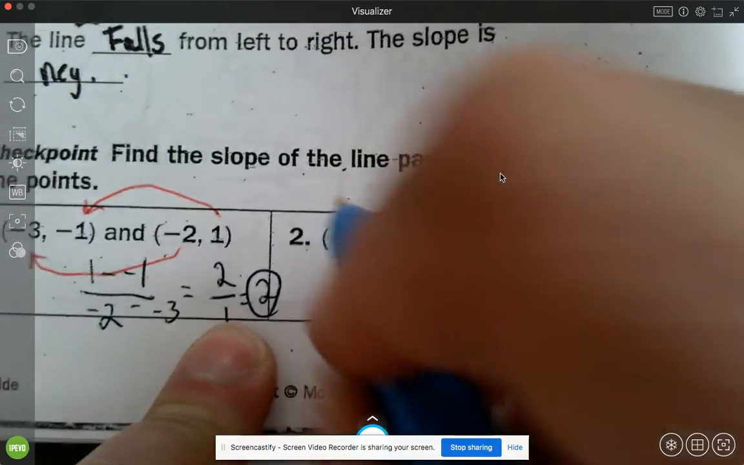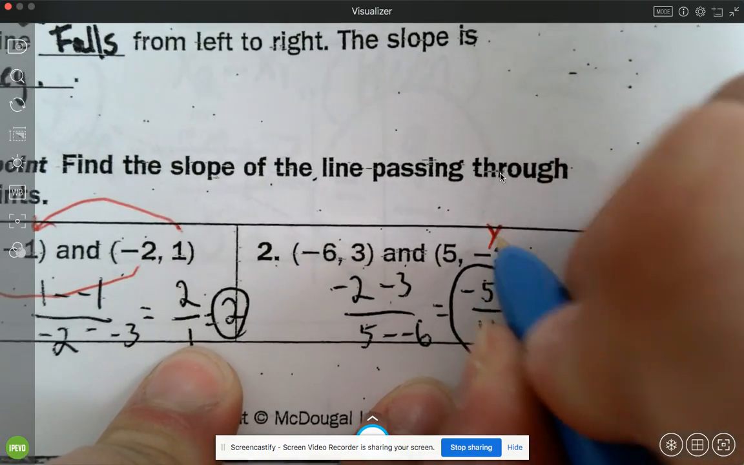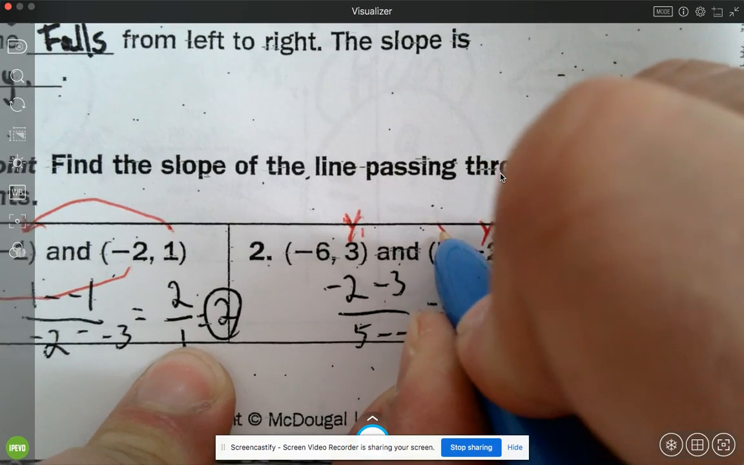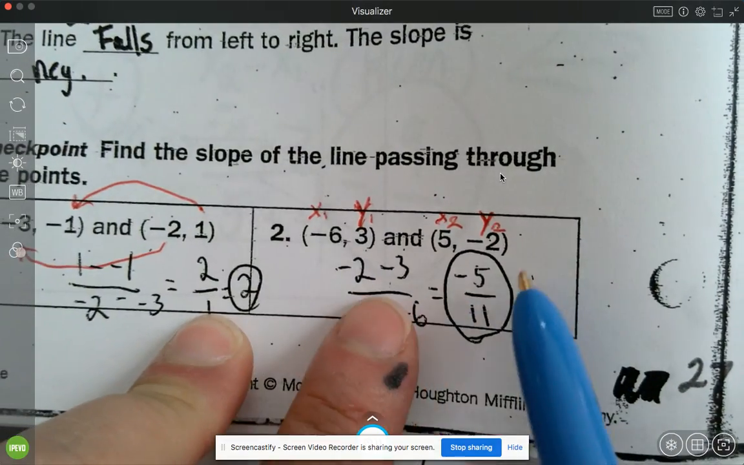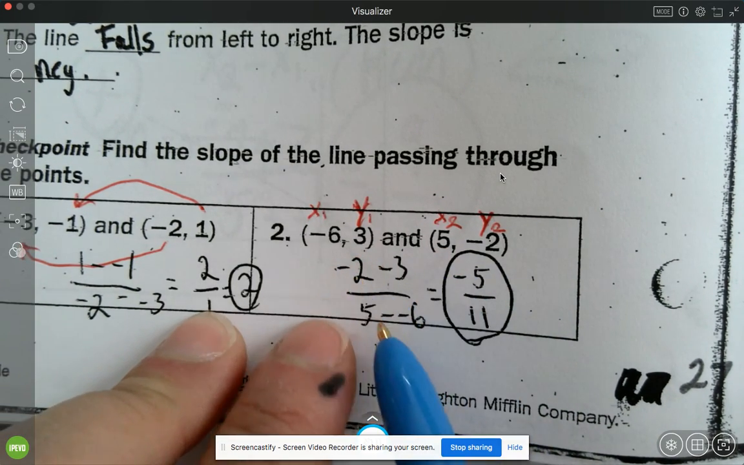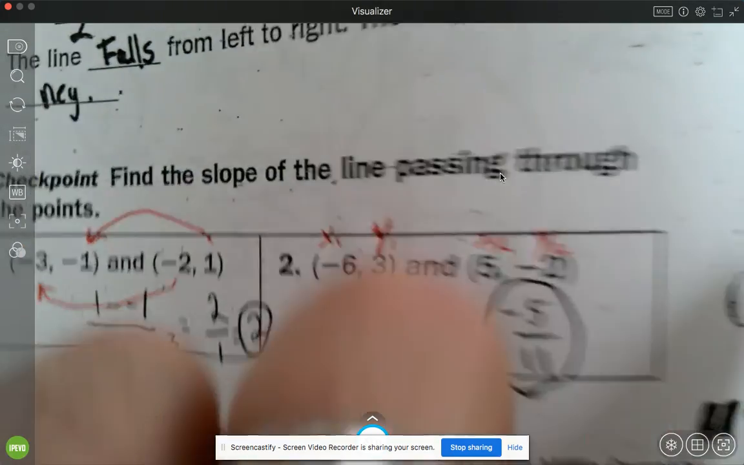The second one, I'll label it up for you. Sometimes when I label it, I just go like this. Like I follow the formula. Y2, Y1, X2, X1. So -2 minus 3, -5, and 5 minus -6 is 11. So -5 over 11 for that one.